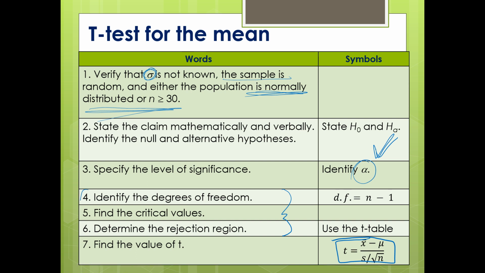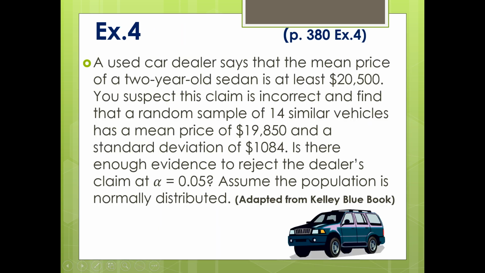But again, some of you won't be using these steps 4, 5, and 6. The homework, I think, will make you use those at some point, though. But when you run a t-test on the calculator, you can kind of bypass 4, 5, and 6 and use a p-value instead. But we're going to do both ways.